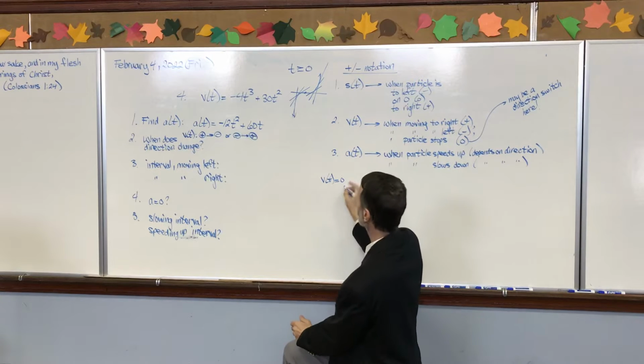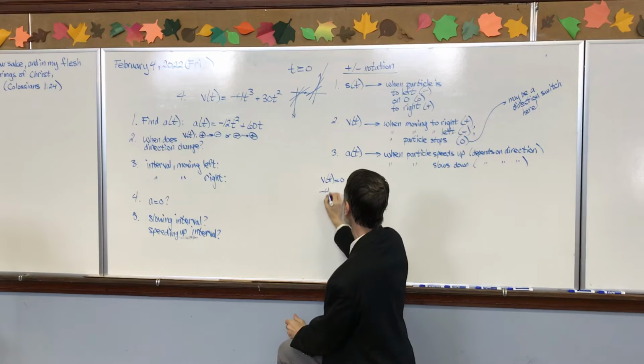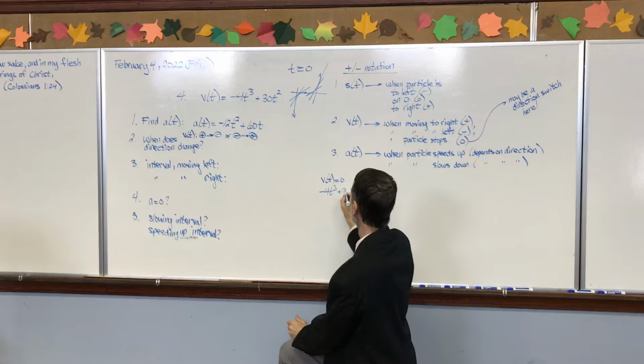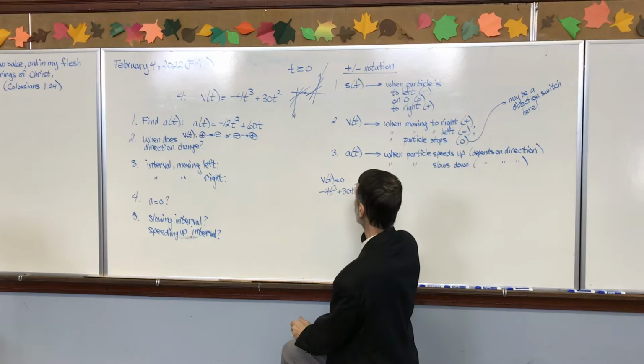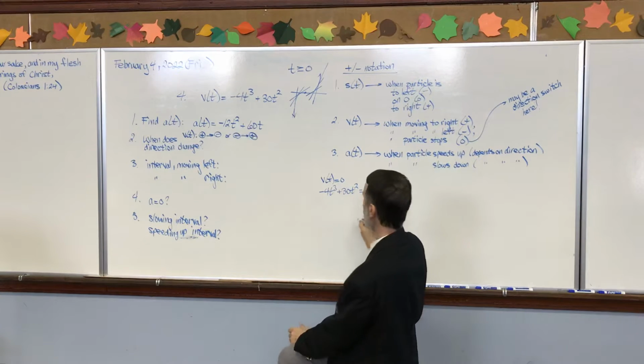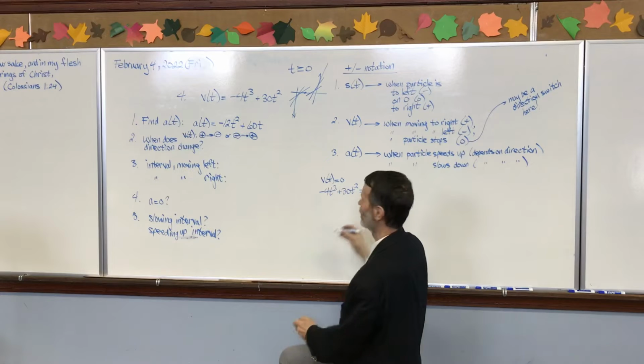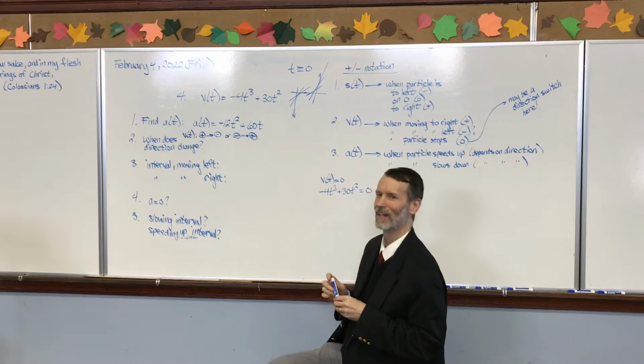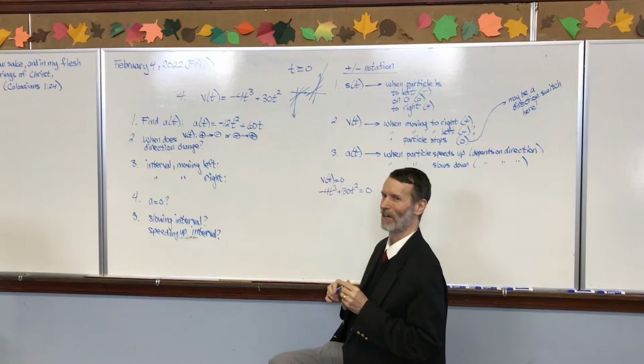So what is V of t? You read it off from? Negative 4t cubed plus 30t squared equals 0. Solve. I wouldn't do that. There's a reason why not. That's solving with algebra.